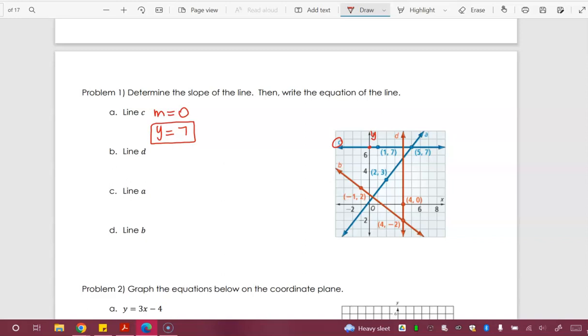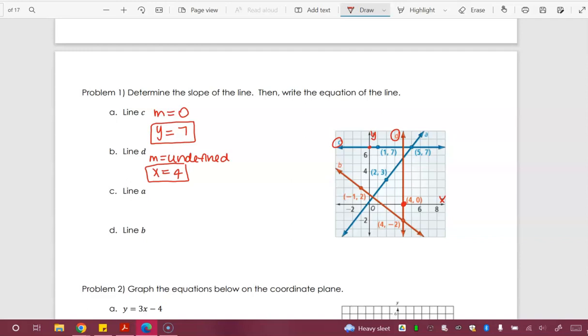Now we're going to do line D. Here's line D. Oh man, it's a vertical line, which means my slope is undefined. Vertical lines, the equation is x equals a number, which makes sense because this line D intersects the x-axis at 4. So x equals 4 is the equation of the line.